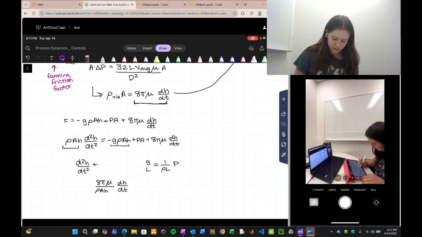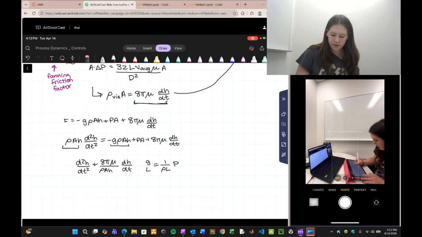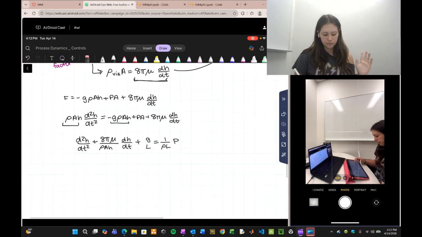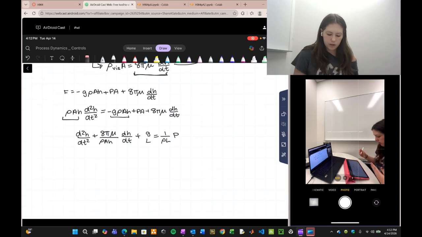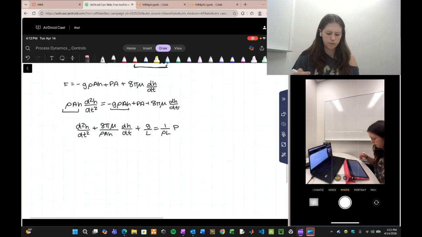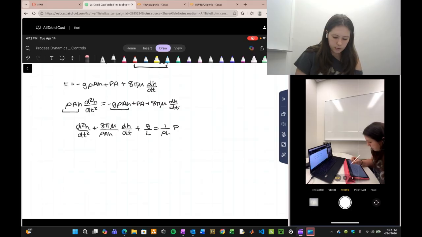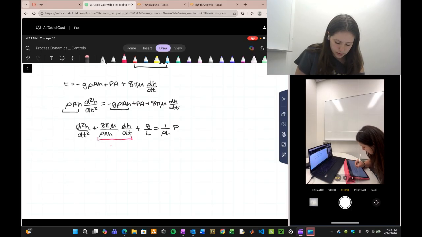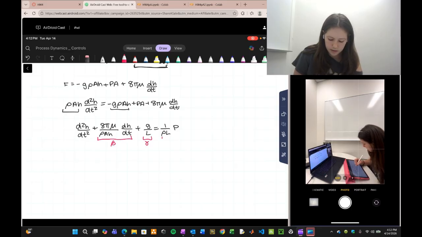Okay, so we'll move that in the middle so it's easier to see our next step here. And so we can define some of these terms just so that it's easier for us to eventually code, and so we don't have to rewrite everything. So we will define this here as our beta. This will be our gamma, and this will be our alpha.